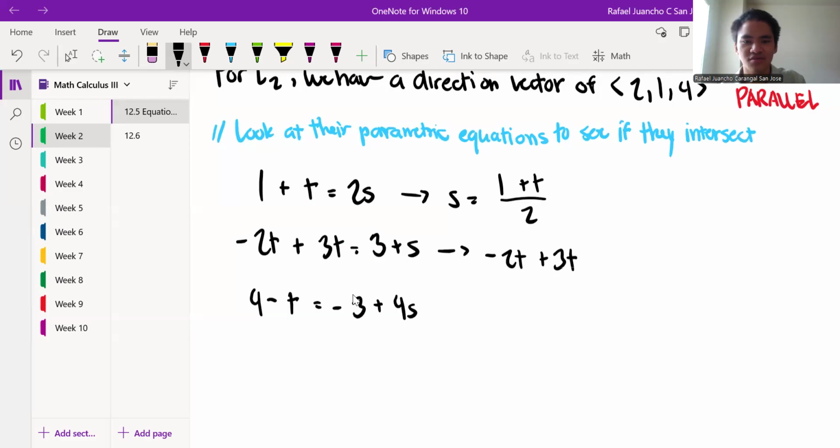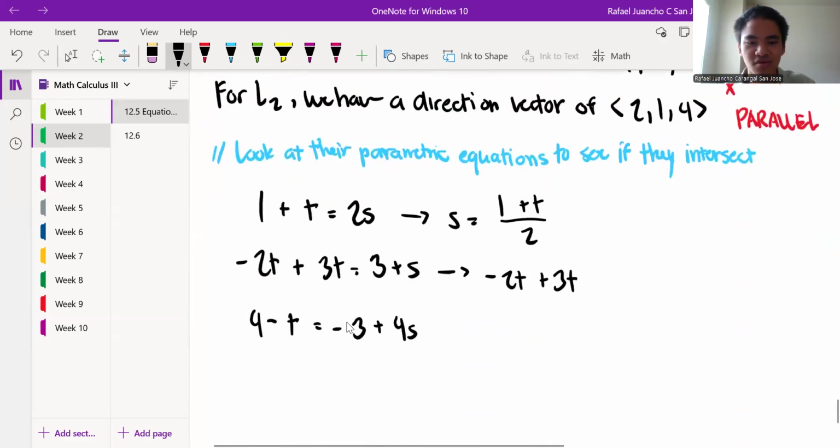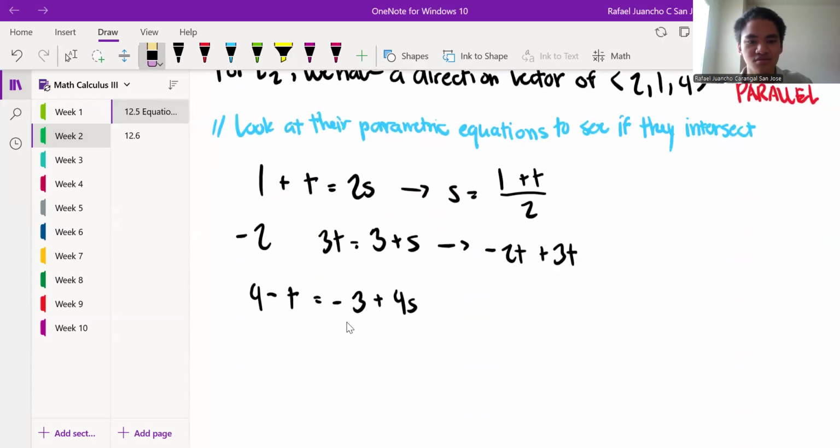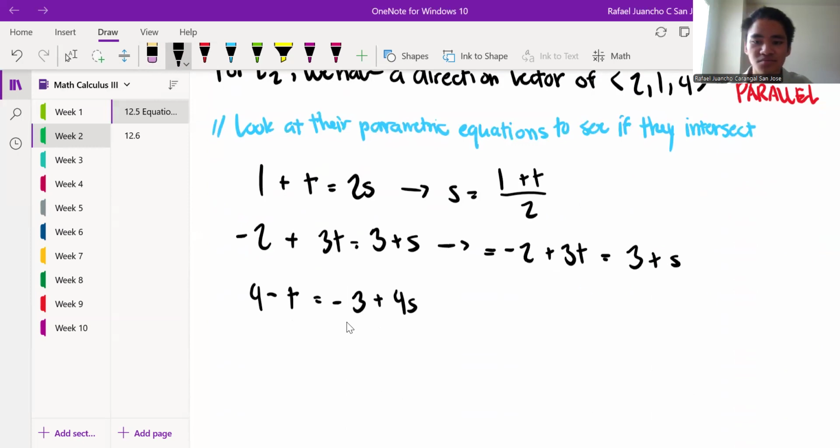And then from here we can say negative 2 plus 3t. Oh, it's minus 2 plus 3t. This is minus 2 plus 3t, and this is actually equal to 3 plus s. And s is 1 plus t over 2. And now this is an equation that we can solve.